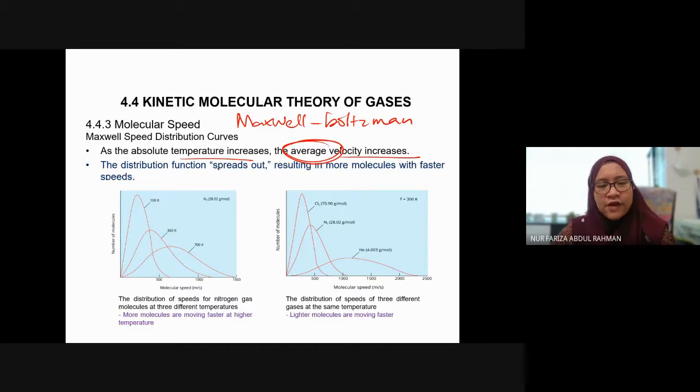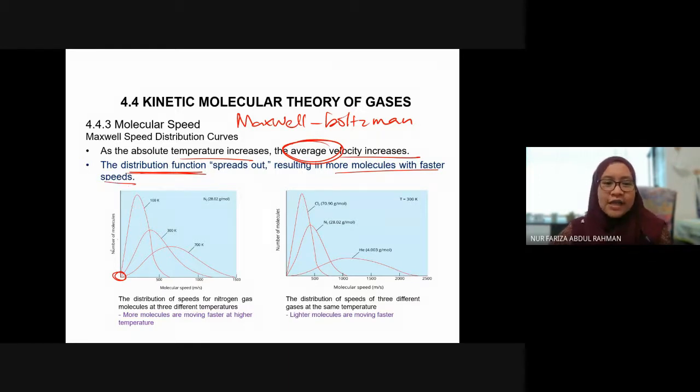So the distribution function, the graph, we are talking about the graph. Okay, distribution function spread out, maksudnya merebak. Okay, merebak membesar, pelik ni. Spreads out maksudnya dia mengembang ke sebelah kanan. Okay, because dia bukan sebelah kiri, sebab sebelah kiri dia start daripada starting point, the same starting point. Dia merebak, spreads out, dia merebak ke sebelah kanan lah, resulting in more molecule with faster speed.